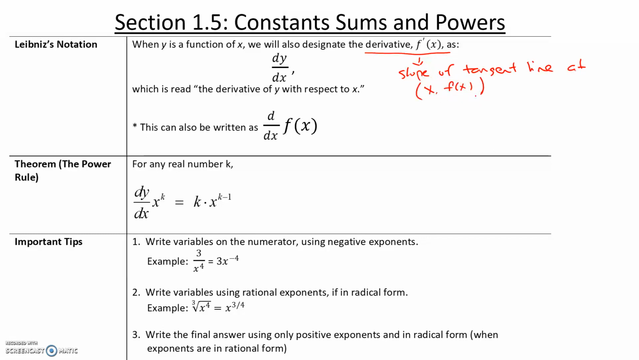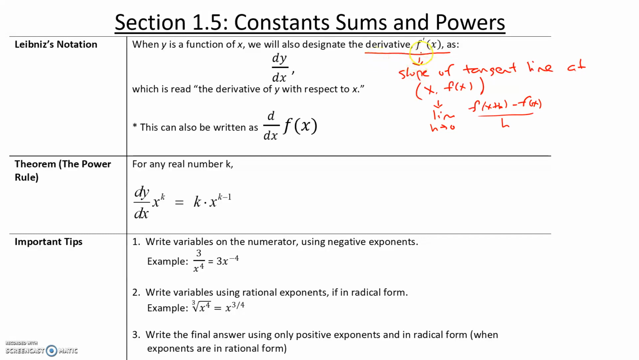We also learned that to find this, we needed to take the limit as h approaches 0 of f of x plus h minus f of x, all over h. But we saw that using this method, it took a long time. So in section 1.5, we're going to learn some theorems and formulas to make this process a lot easier and a lot faster. First, let's talk about some notation.